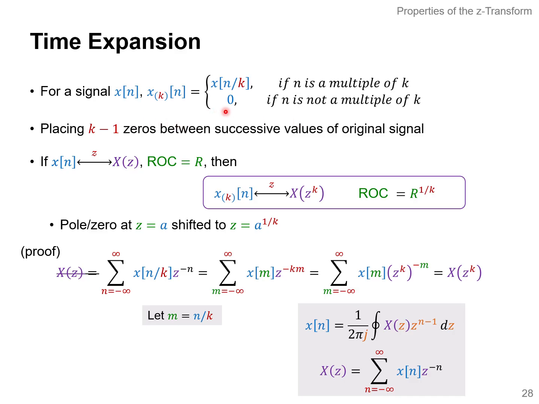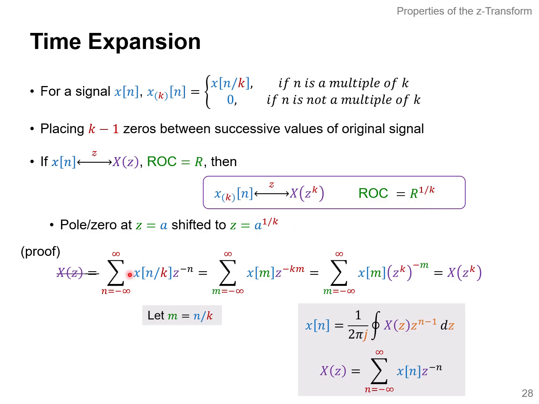If the original signal has the z-transform X of z with ROC R, then after time expansion, the new z-transform becomes this, X of z to the k, and the new ROC becomes R to the 1 over k. This means the ROC stretches or shrinks depending on the value of k.